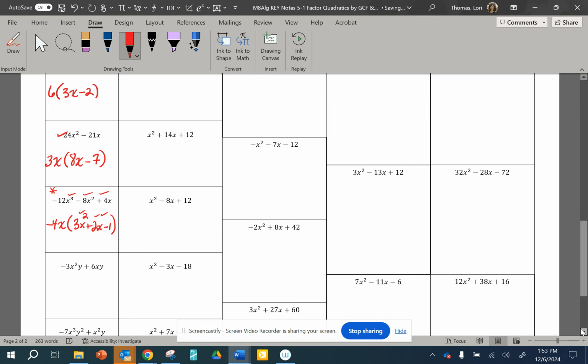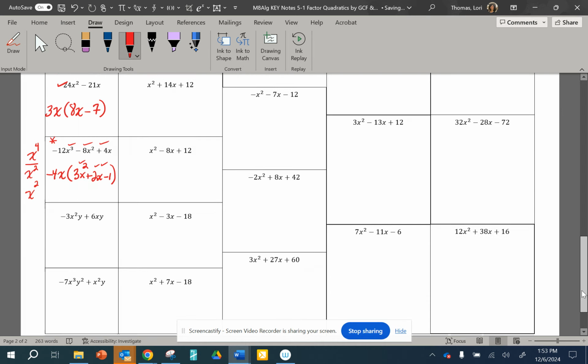Remember, when you're dividing exponents, so for example, x to the fourth divided by x to the second, you subtract the exponents, because I have x times x times x times x divided by x times x, so that leaves me with x squared. Let's take a look at our fourth example.